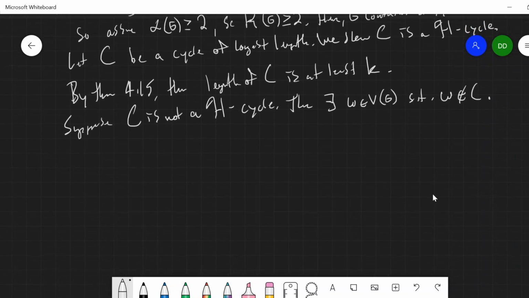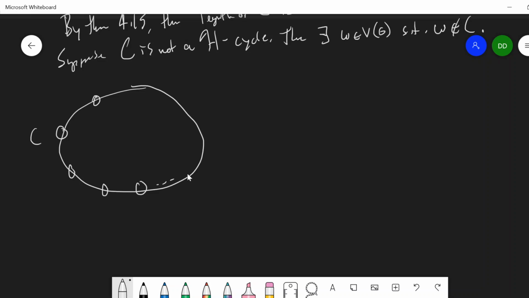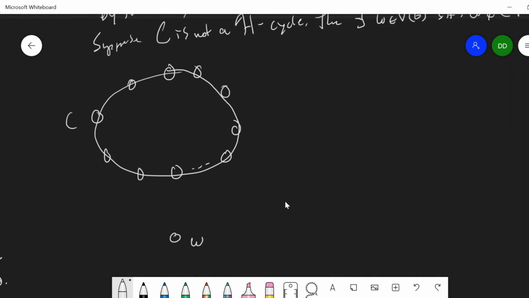So here's where things start to get a little bit messy, and I'm just going to draw a picture to help us out. So here's our cycle, C. Now usually I'd use this for a block, a bunch of vertices inside of here, so I'm going to draw vertices on the outside of it. We have at least K vertices on this cycle, but generally we have a lot. And then I have some vertex W down here, let's say, that is not on the cycle.